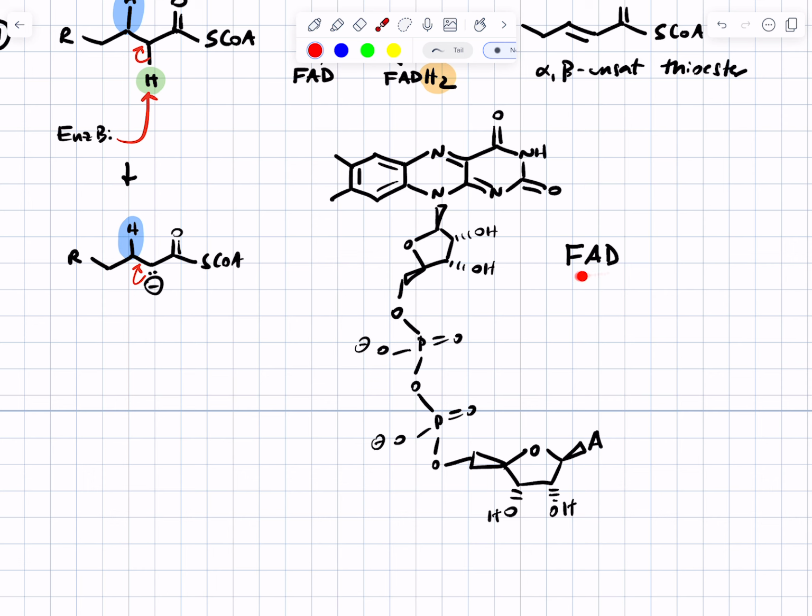Ever after, when we draw FAD, we're just going to put a big R group here and forget about all of this. You should be able to pick FAD out of a lineup, but you don't necessarily need to have been able to draw its structure from memory.